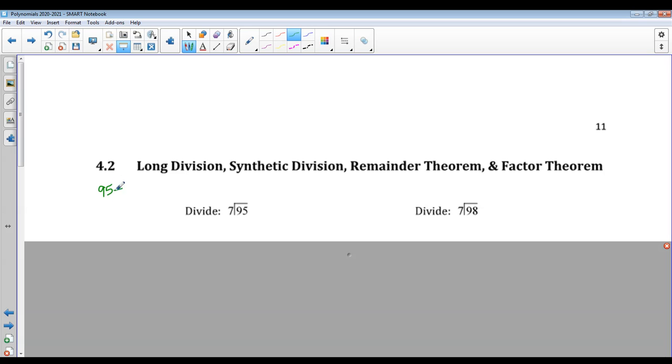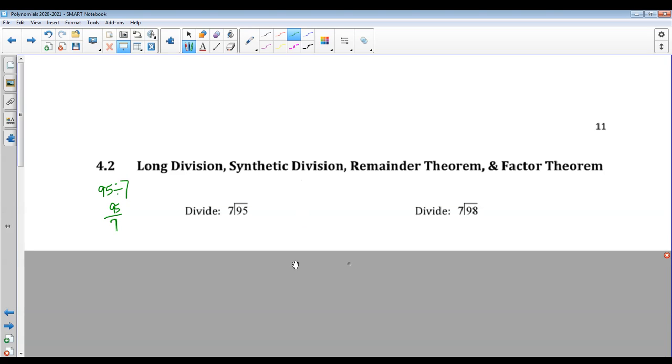Another way to write that would be this. A more familiar way to write it would be that. So that's all we're doing. If you think back to fifth grade, whatever it was, we say, okay, how many times does 7 go into 9? 7 goes into 9 once, and then we multiply. 7 times 1 is 7, and we subtract. 9 minus 7 is 2.